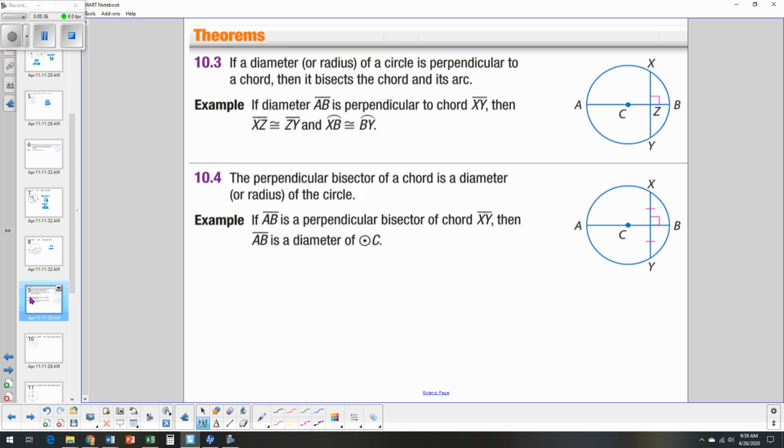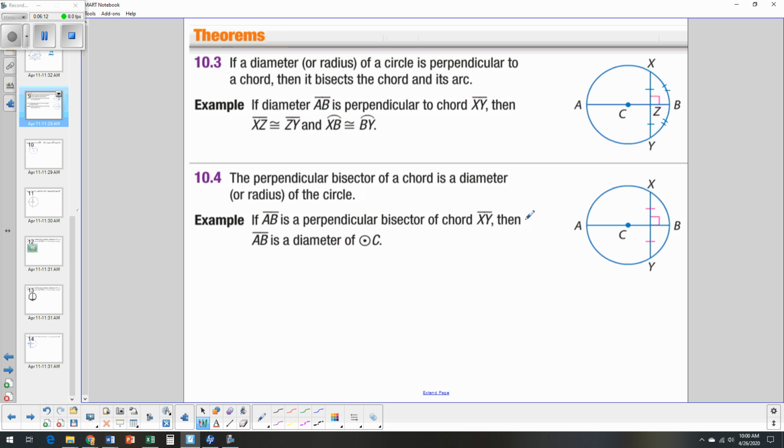All right, so one of the last things we'll talk about, but it has quite a few applications. If a diameter or radius of a circle is perpendicular to a chord, then it bisects the chord and its arc. And if you recall, bisect means cuts exactly in half. So if AB, which is a diameter, is perpendicular to chord XY, that automatically means these two pieces of the chord are congruent and these two pieces of arc are congruent.